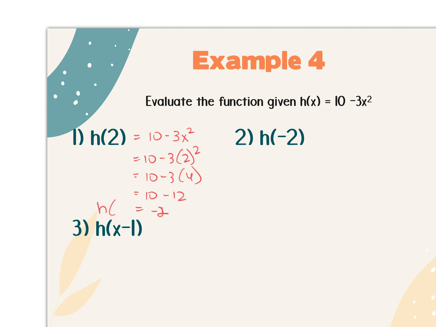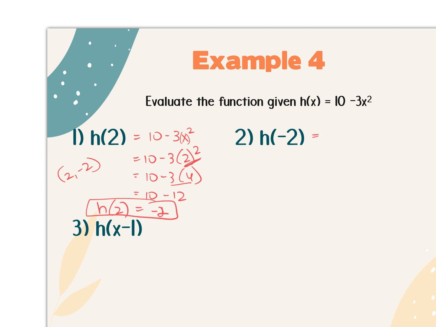So again, the value of the function when x is 2 is negative 2, or you can do 2, negative 2 that way. And again, check your order of operations. Remember, the only thing squared is x. You have to square this first, then you multiply it by 3, then you do your subtraction.